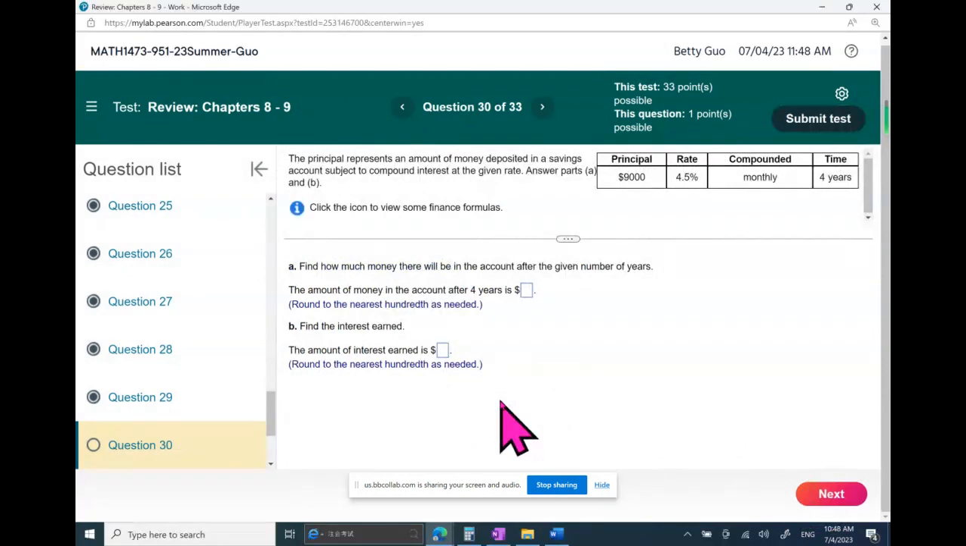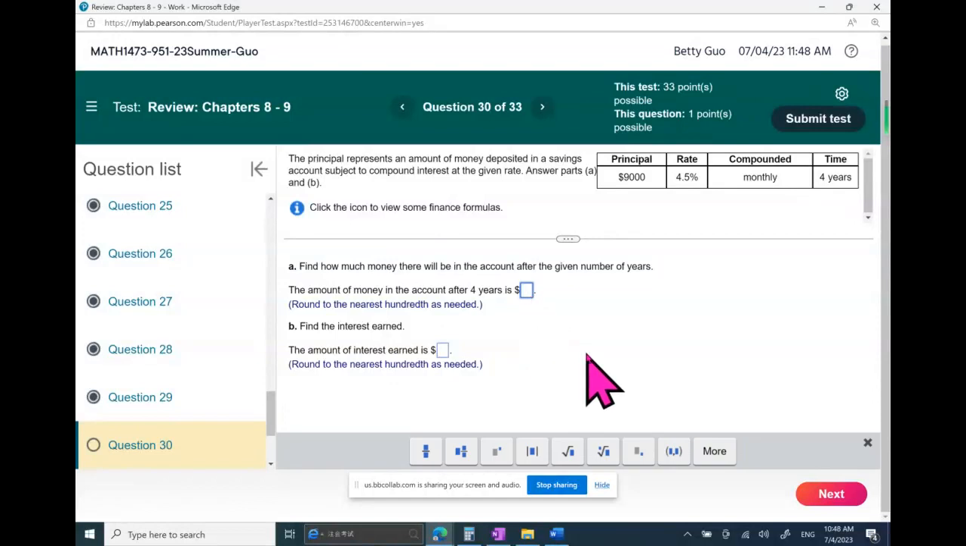Number 30. The principal represents an amount of money deposited in a savings account, subject to compound interest at a given rate. It's about compound interest. Answer part A and B. Find how much money there will be in the account after the given number of years. The amount of money in the account after 4 years.